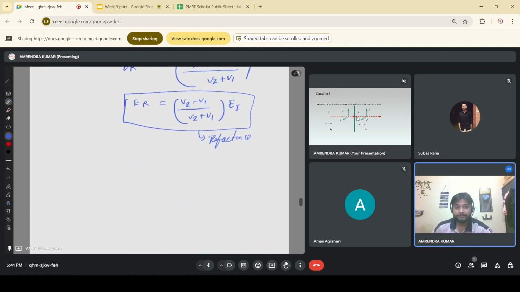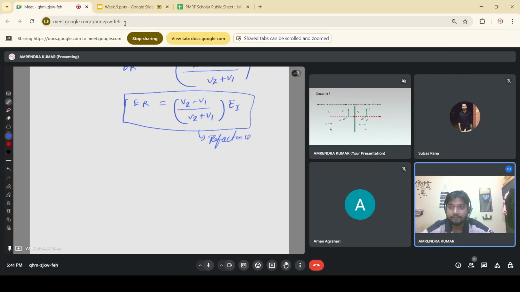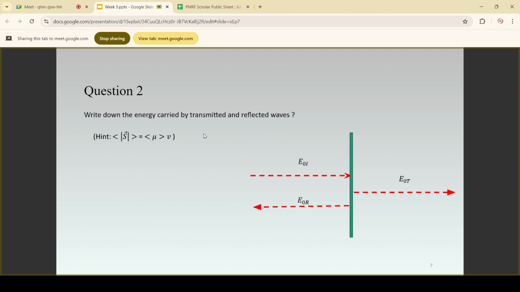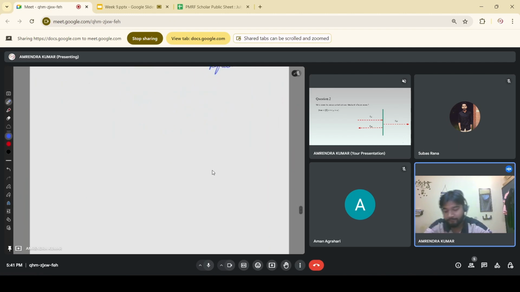Now the next question is to write down the energy carried by the transmitted and reflected waves. So we have to calculate the energy carried by the reflected wave. If we know the field E anywhere, what is the energy? The energy density U is half epsilon naught.